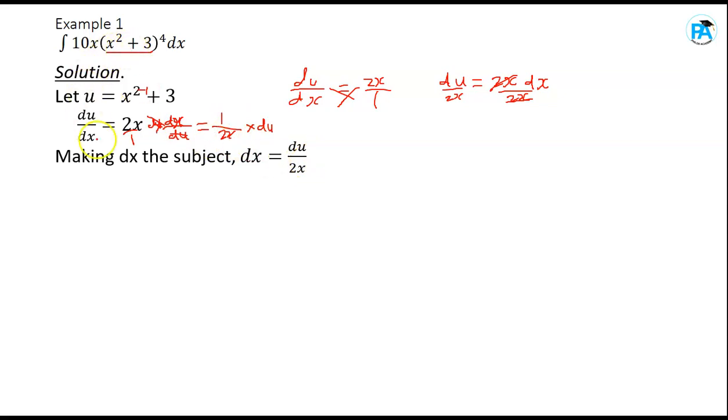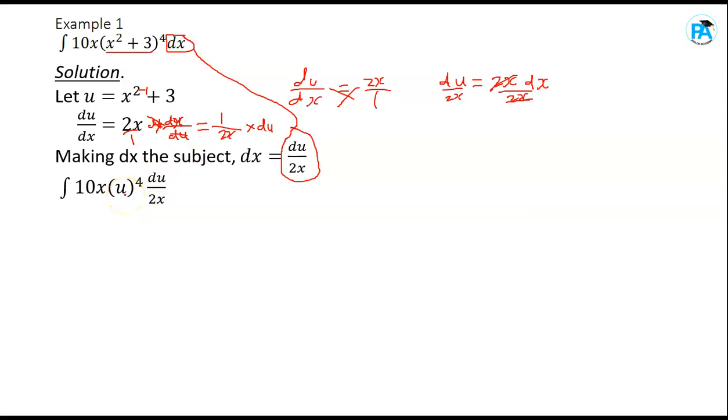So after doing that, are you with me? Then you recall this integral. When you recall it, since you've let u be this, you substitute u in place of it. So you now have 10x u exponent 4. And you've been able to find dx to be equal to du over 2x, isn't it? So you substitute this also in place of dx. So you have du over 2x. I hope you are following.